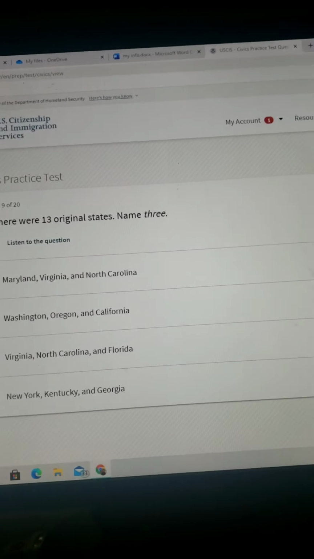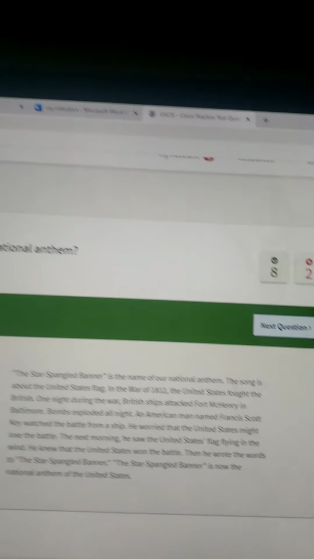Yes, correct. So the Star Spangled Banner is the name of our national anthem. The song is about the United States flag in the War of 1812. The United States fought the British one night during the war. British ships attacked Fort McHenry in Baltimore. Bombs exploded all night. An American man named Francis Scott Key watched the battle from a ship. He worried that the United States might lose the battle.